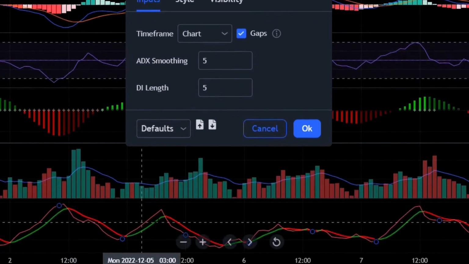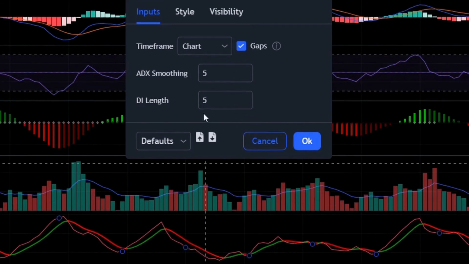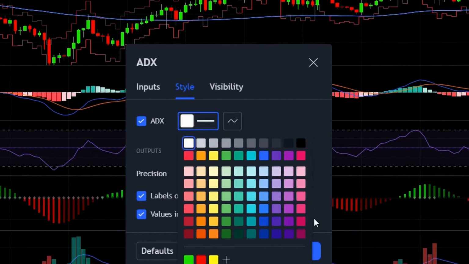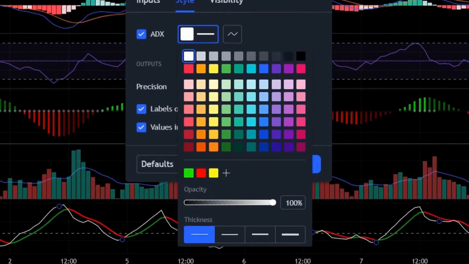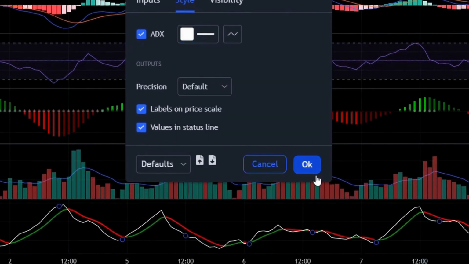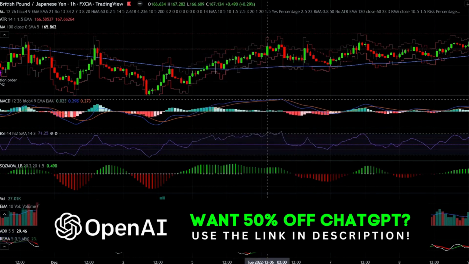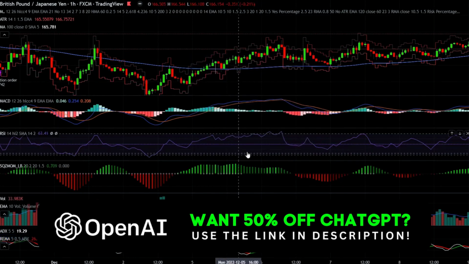This will make the ADX line react much faster to the price. I think it might be also a good idea to change its color to white, so it stands out more from the EMA. Click OK. And on the regularized exponential moving average, we have already set up everything we wanted. Okay, now we have all of our indicators set up.